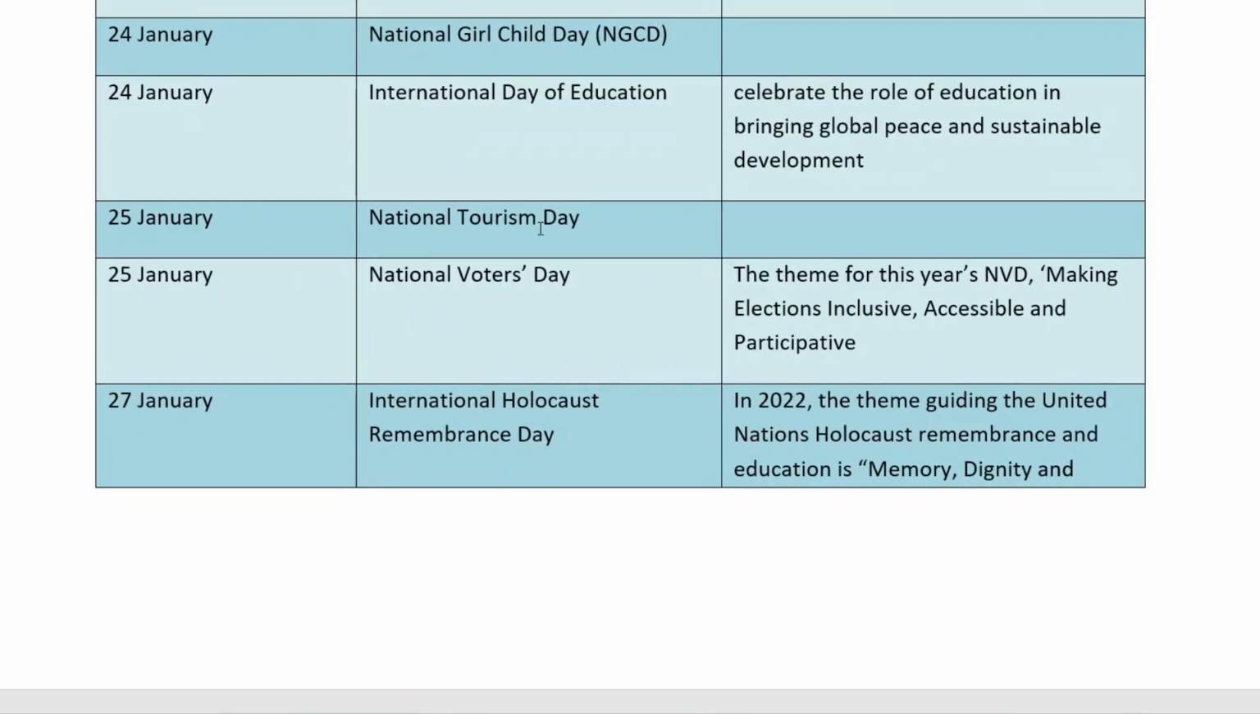And here we can form a trick. On 25 January, the politicians have toured entire India to grab the votes of voters. In this way, we can remember these 2 days, that is National Voters Day and National Tourism Day.